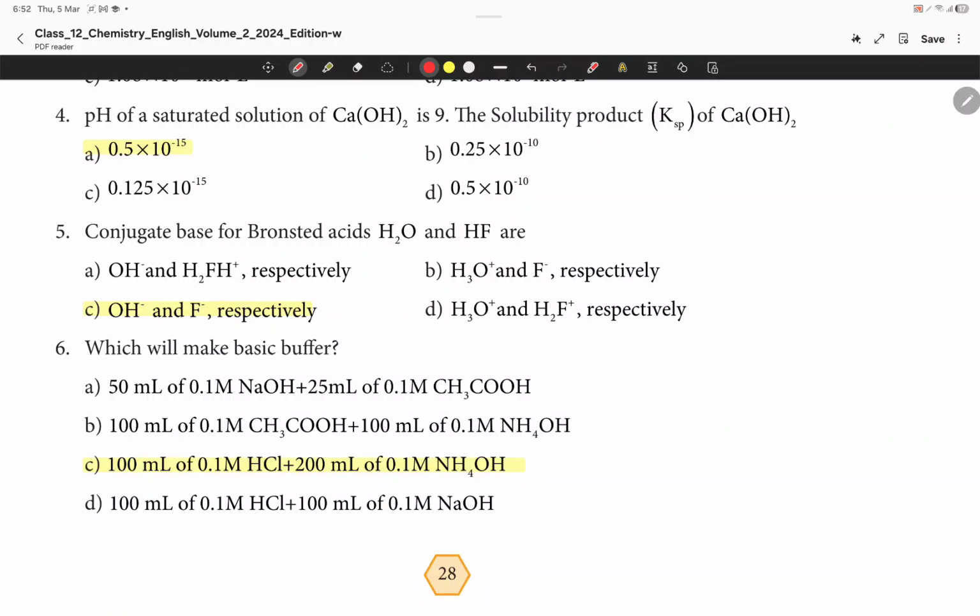Conjugate bases for the weak acids H2O and HF are OH minus and F minus respectively. Which will make a basic buffer? 100 ml of 0.1 M HCl plus 200 ml of 0.1 M NH4OH.